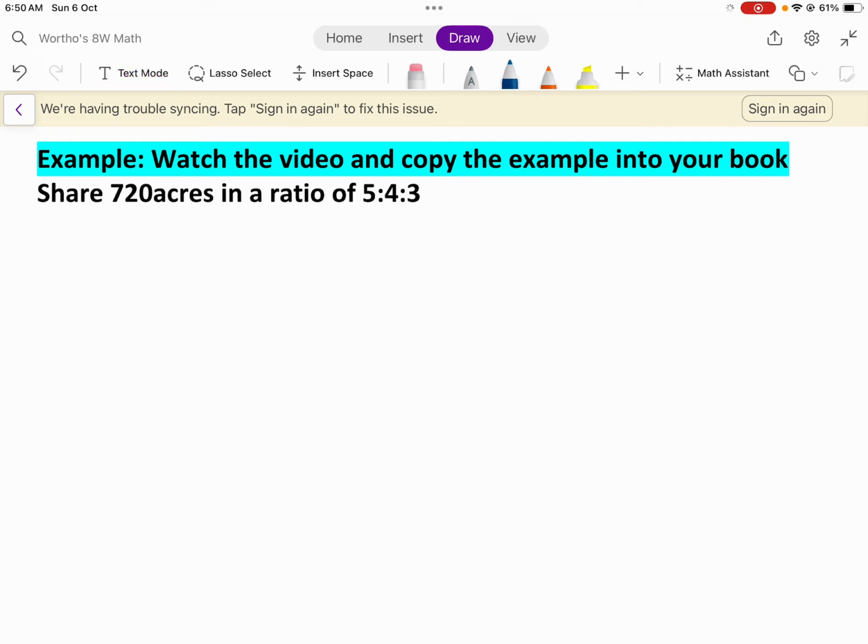We find out the total number of parts by adding up all of the parts of the ratio, 5 + 4 + 3. This is 12 parts. So we need to work out what one part of land would be equal to.